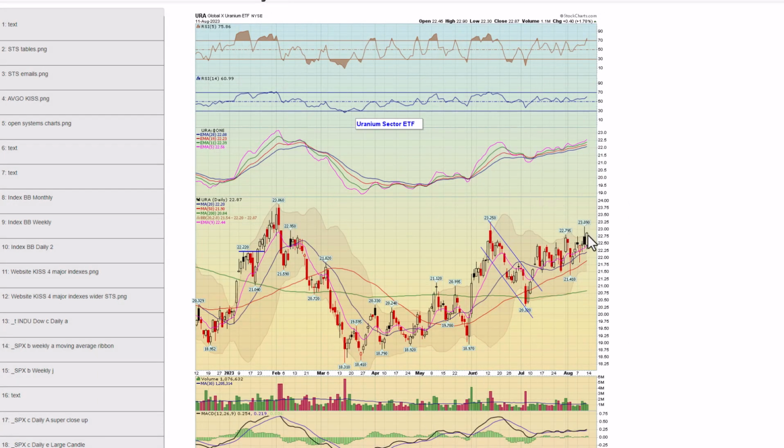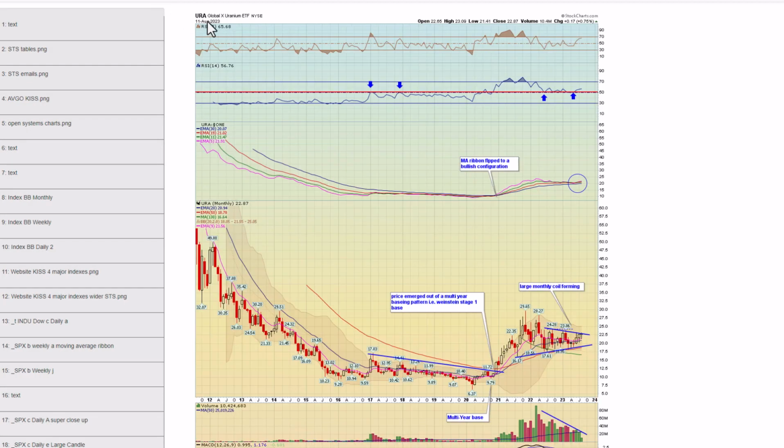This continues to hold up fairly well, and I love the long-term chart, which is chart 87, URA weekly monthly chart. You have this big coil forming. Again, it's a monthly chart. It's going to take time to play out, but eventually I think this is going to power out of this pattern. But you have to be patient.